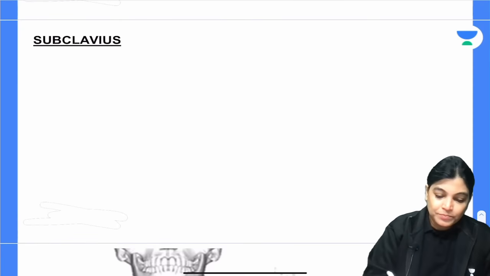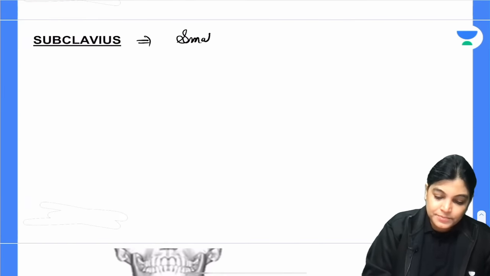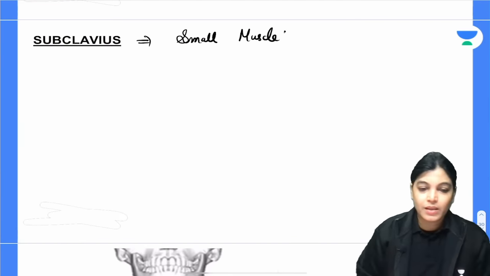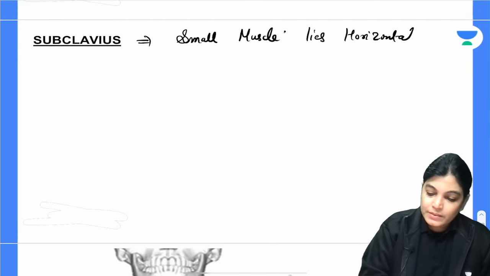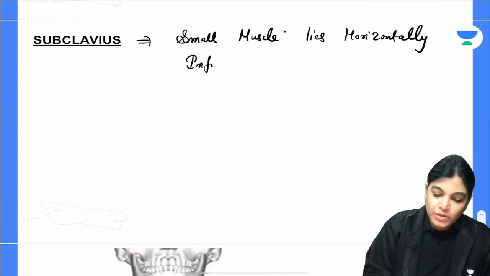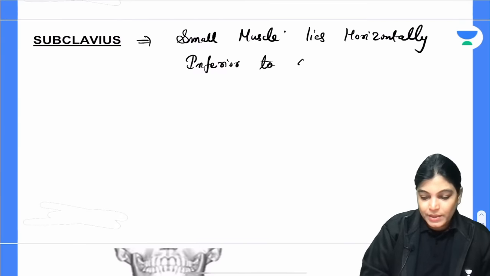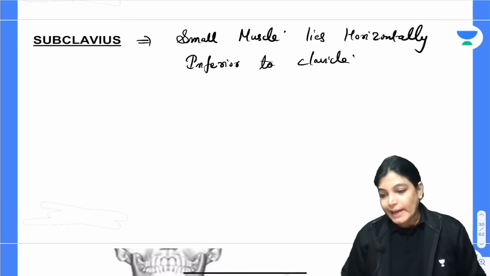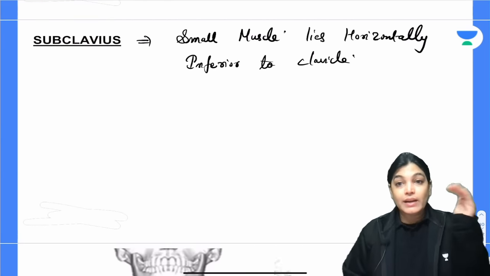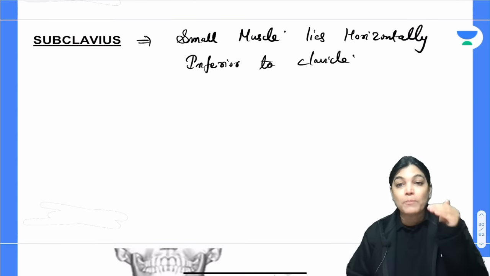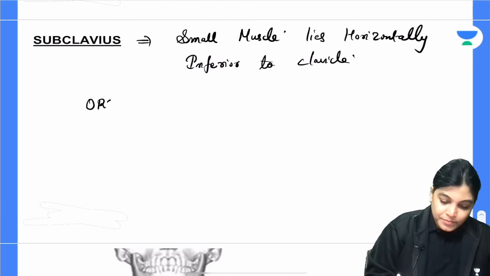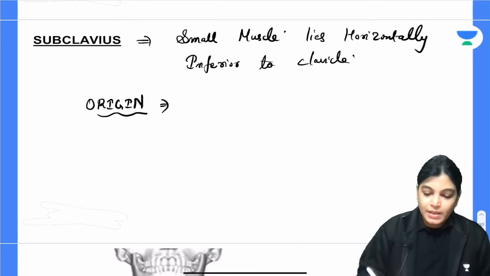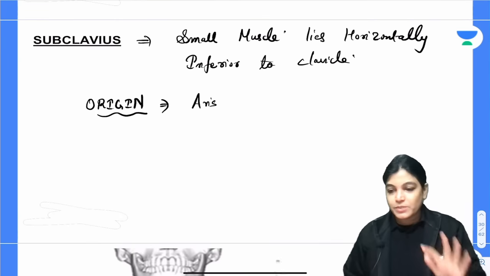So the subclavius muscle is a small muscle, and it lies horizontally, exactly inferior to the clavicle. When we go through the clavicle osteology part, on the inferior aspect of the clavicle we will have a subclavian groove in which this muscle is inserted. Okay, so origin, it arises. Let me firstly explain and then I will write it.